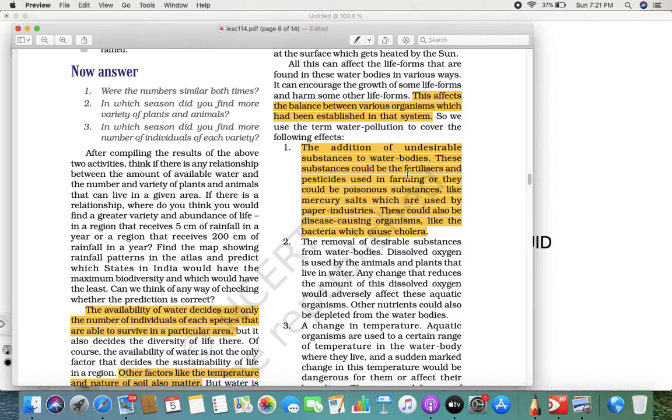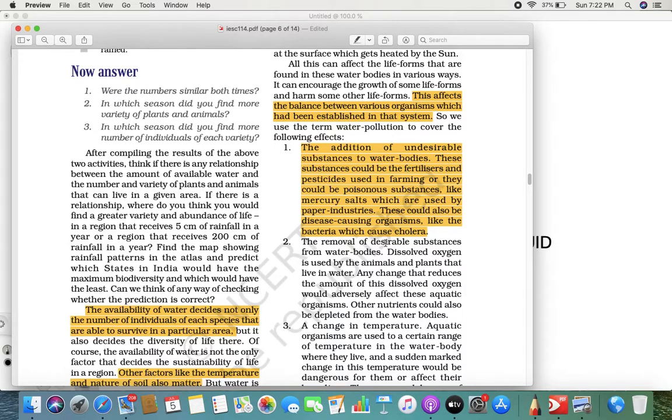Second thing, mercury salts are used in the paper industry. Again, that is also very dangerous for the water bodies. And even there could be disease causing organisms like the bacteria which cause cholera. You know, cholera happens when you drink water with such bacteria. If you drink that polluted water, you can get cholera. So most of the time, see, that is the reason you have a lot of diseases during monsoon season, right? Because a lot of fungus is there, the atmosphere is not good and all.